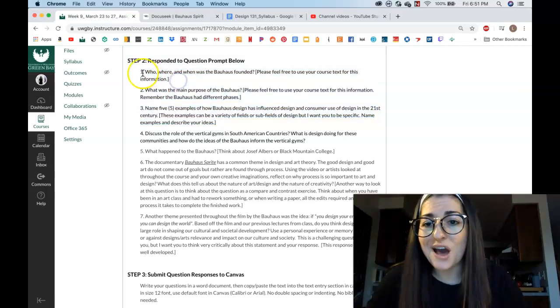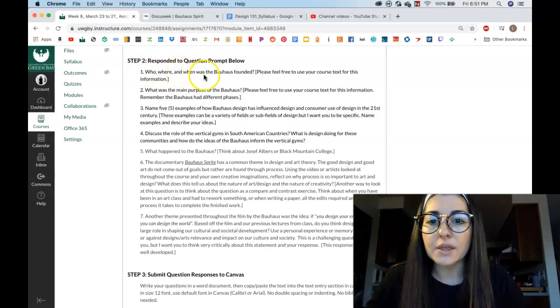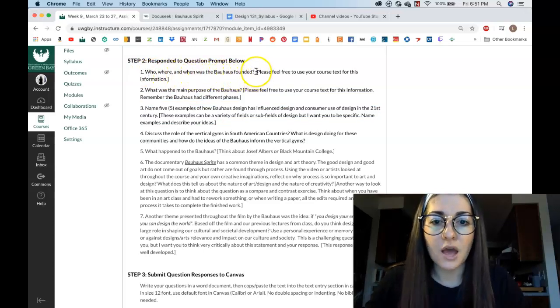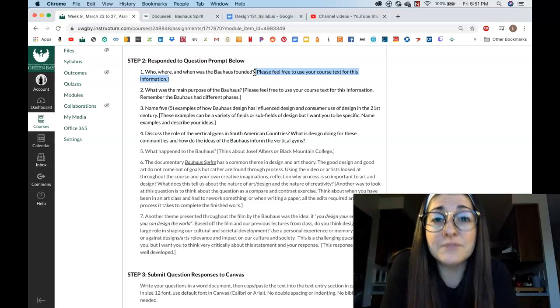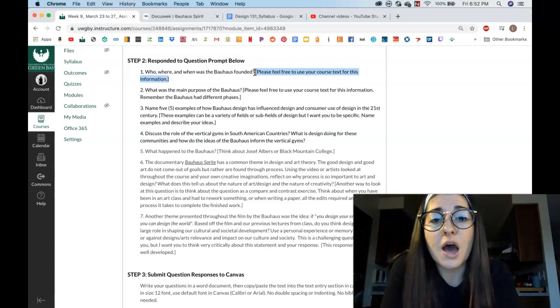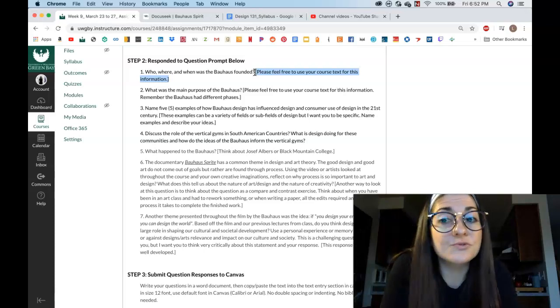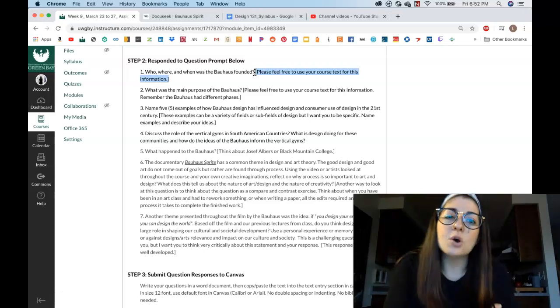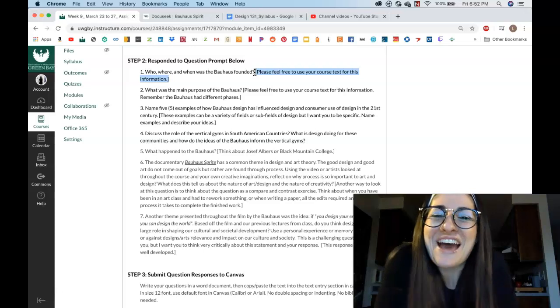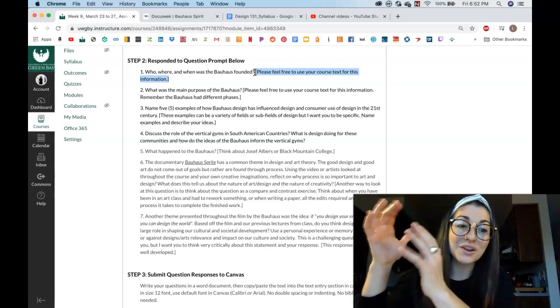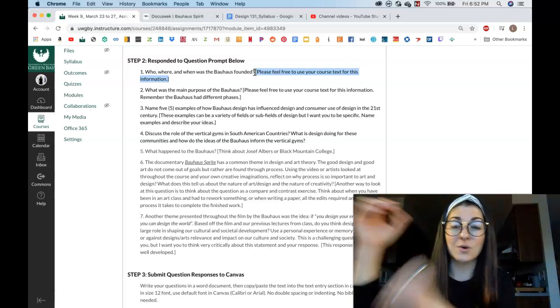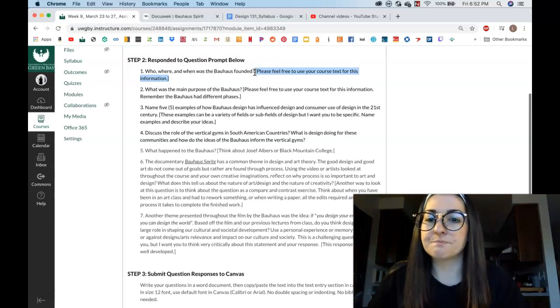As for specifics, 1, who, where, when was the Bauhaus founded? Then I give you a preface, so any of these little brackets, those are just essentially prefaces giving you more specific parameters in which to engage or answer the question. Please feel free to use your course text to find this information. So this is going to help you to engage with that territory of what I'm asking for in defining that question in a little bit more specific terms.